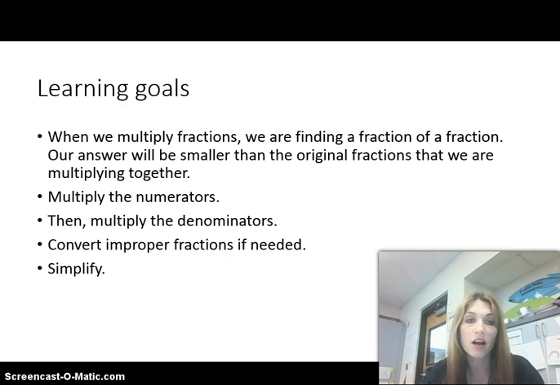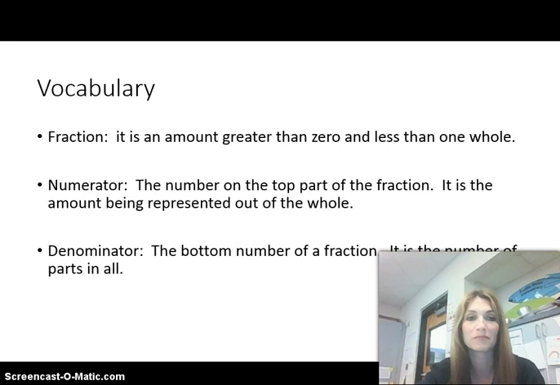As far as the standard algorithm for multiplying fractions, we have to multiply the numerators and then multiply the denominators. You'll then need to convert any improper fractions if you need to, and we always want to simplify or have our fraction answer in simplest terms. Make sure you pause and write down these learning goals.